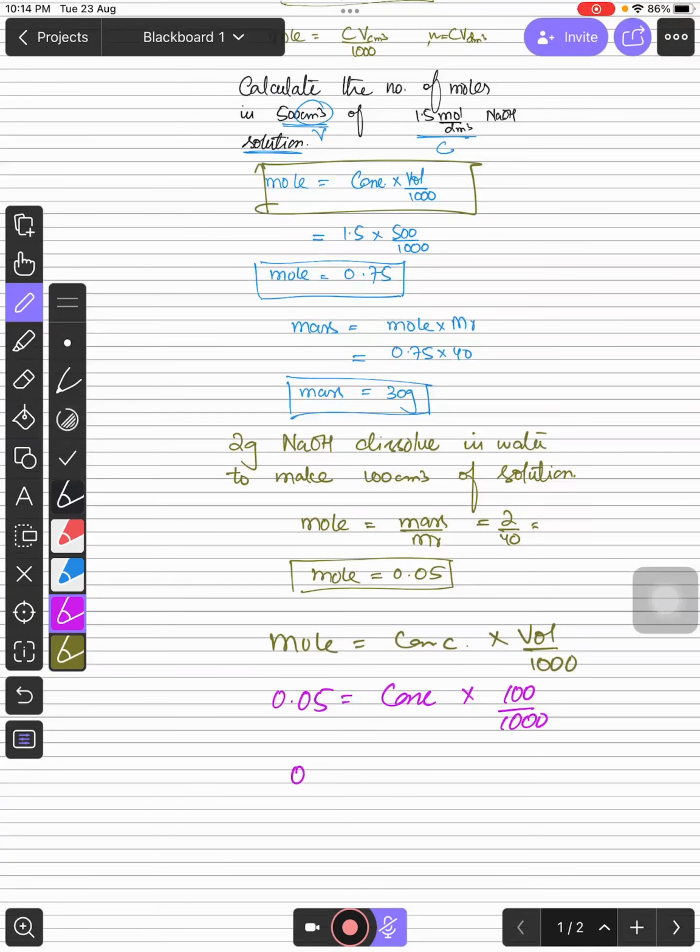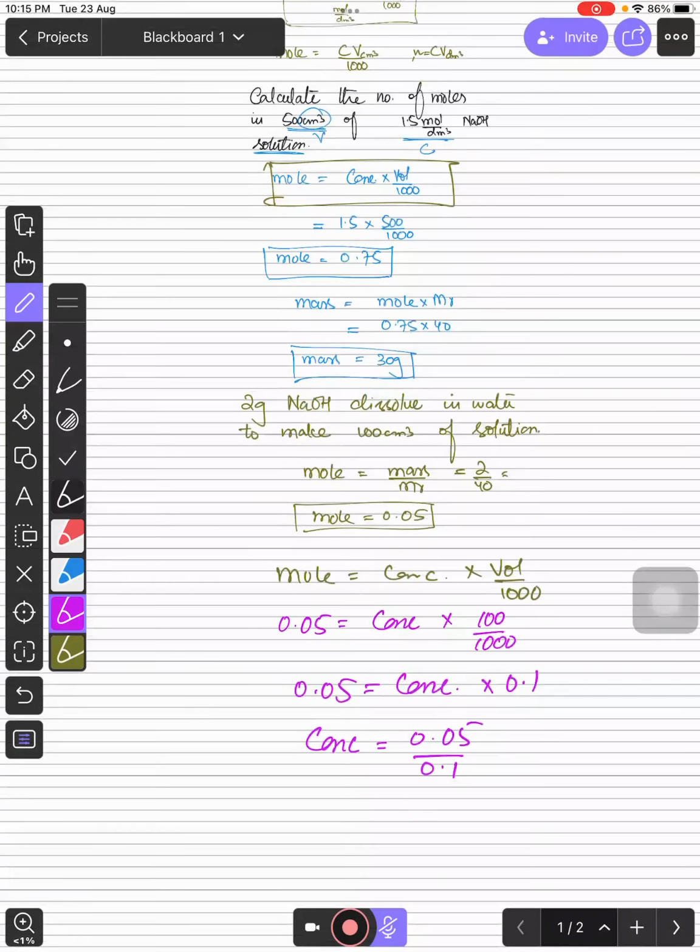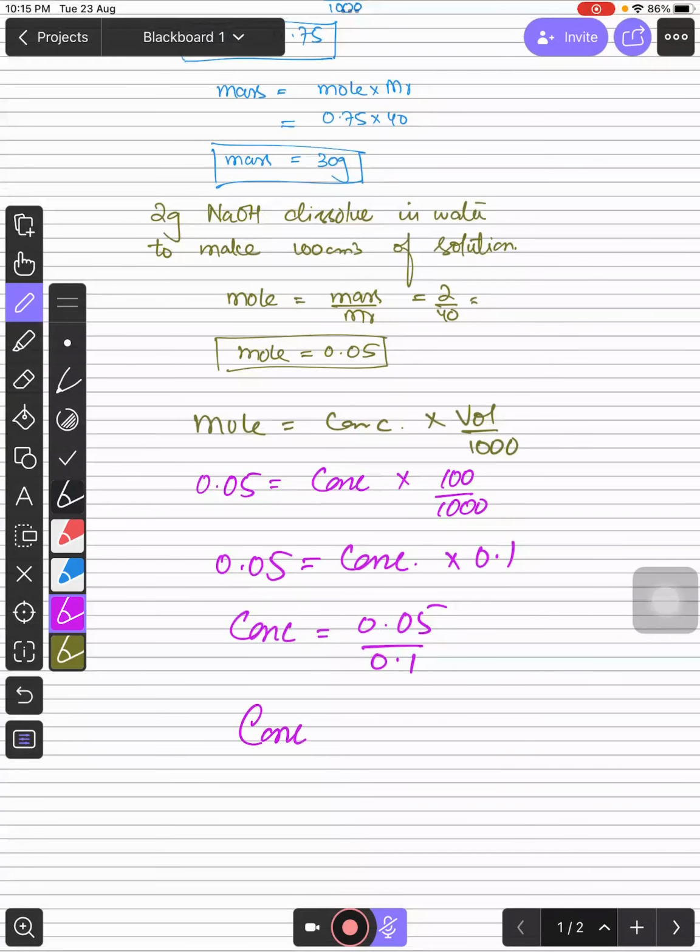So it will be like this: 0.05 is equals to concentration into 0.1, and we know that 0.1 is going to be multiplied with concentration. So it will go over there and divided by 0.1. So check करें बच्चों, आपके पास आंसर कितना बना? 0.05 divided by 0.1. It is 0.5. Yes, 0.5. And what is the unit of concentration? It is mole per decimeter cube, right बच्चों?